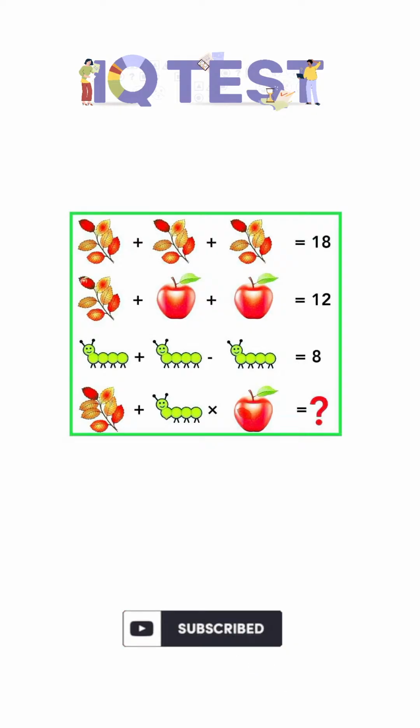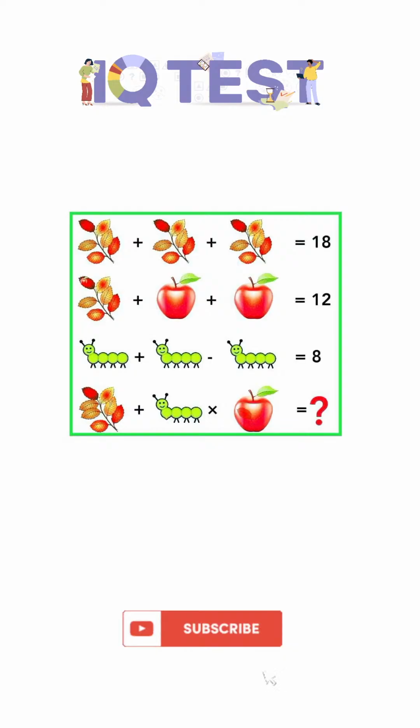So for the flower, I am getting 6. And then for the apple, I am getting 3. The apple is 3 each, so the 2 over there is 6, plus the 6, which is the flower, that will give us 12. So the apple is 3.